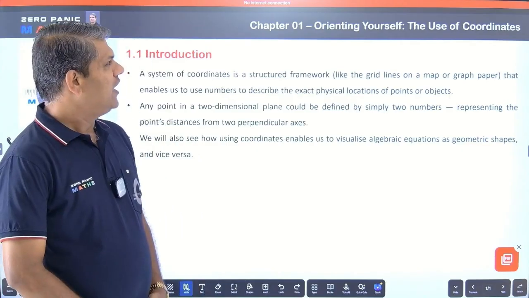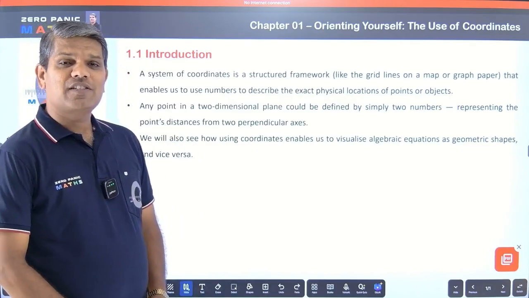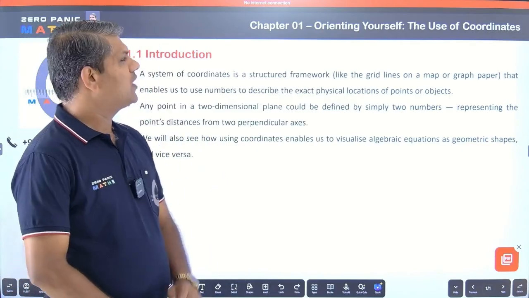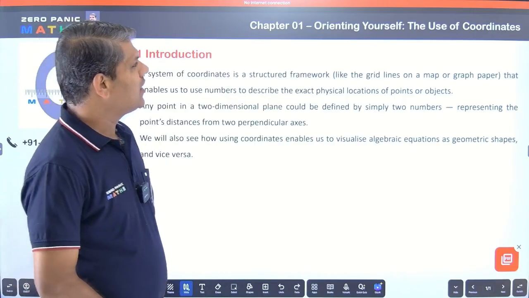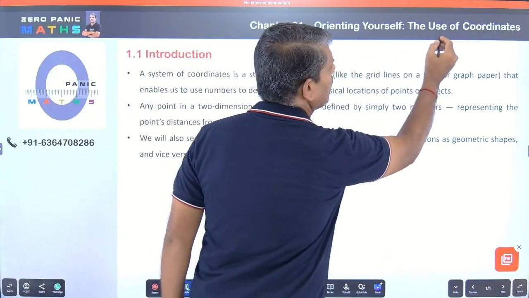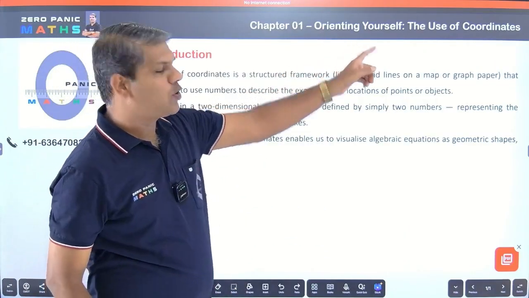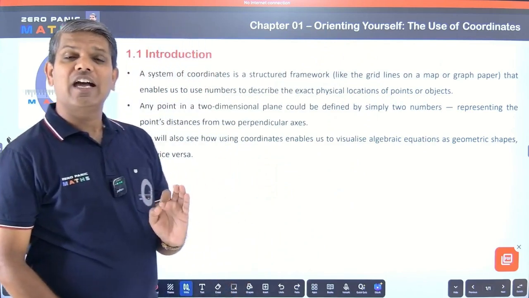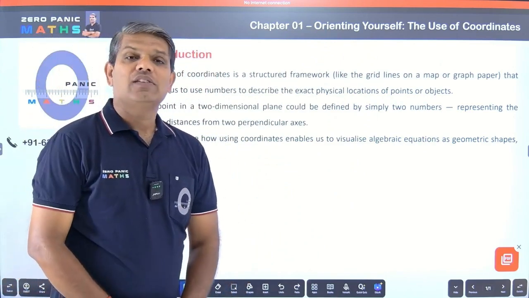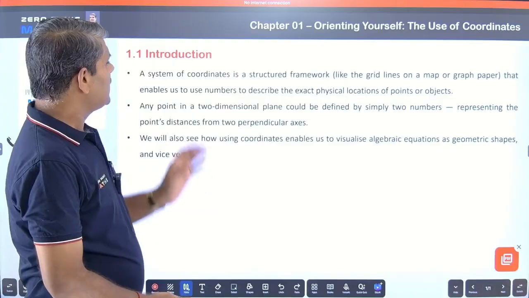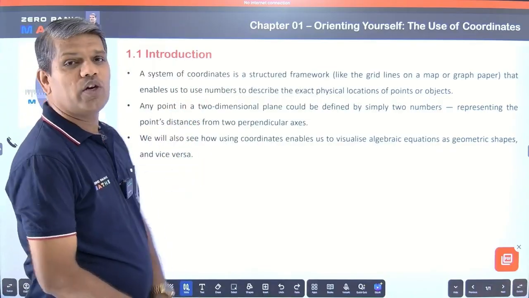In today's session, let us start the very first chapter of the new CBSE syllabus for 9th class, that is Chapter 1, the use of coordinates. As it is said here, it is for orienting yourself regarding the coordinate system. So as an introduction, let us see first of all what a coordinate system is.